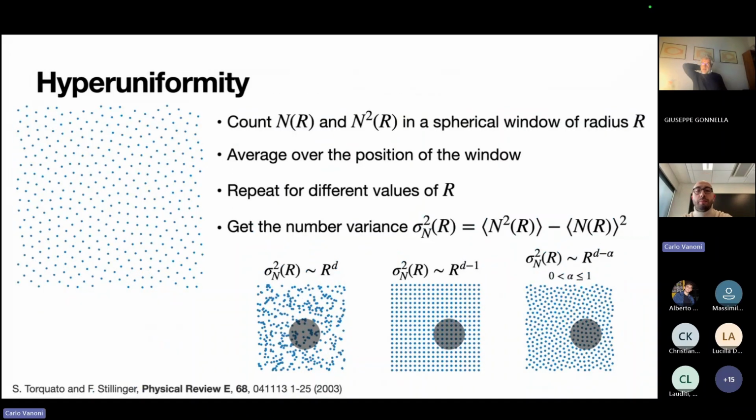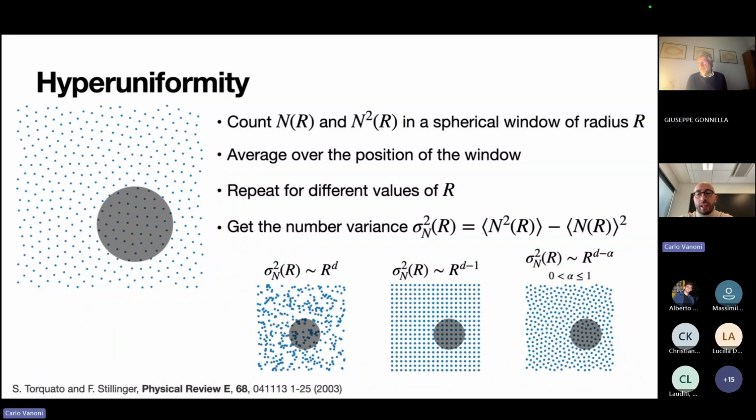So in a bit more precise way, how can you quantify how disordered the system is? Well, you take your point configuration in case you're dealing with something like that. You place a window of radius r, and you count how many points you have in that window. And so you keep track of n of r and n squared of r. And then you move the window around and you keep counting so that you can compute the average over different positions of the window. And then you play the same game with a bigger window so that you can scale with the distance, with the size of the window.